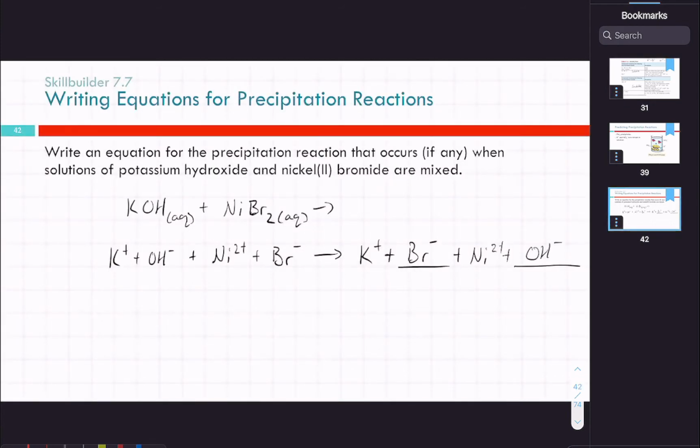Now we can write these back on the actual product side, properly balanced according to their charges. So potassium bromide's easy. We have a +1 charge, 1 minus charge. So those are 1 to 1. And then for nickel and hydroxide, nickel has a 2 plus. Hydroxide is a 1 minus. So nickel hydroxide. And now we get to balance it.